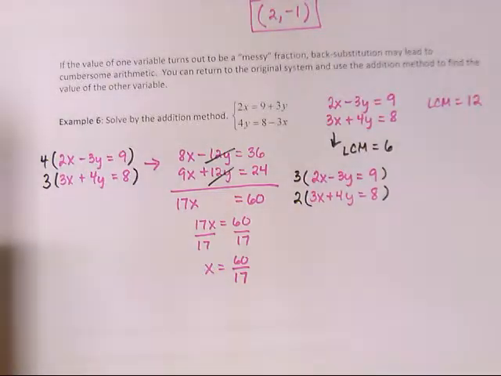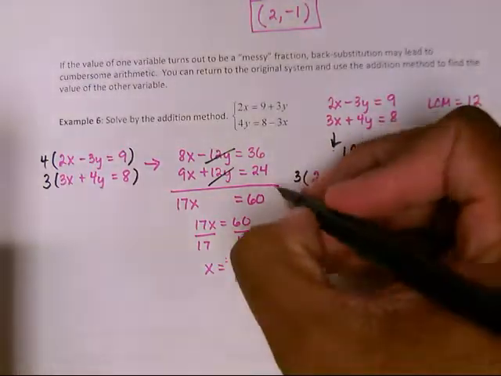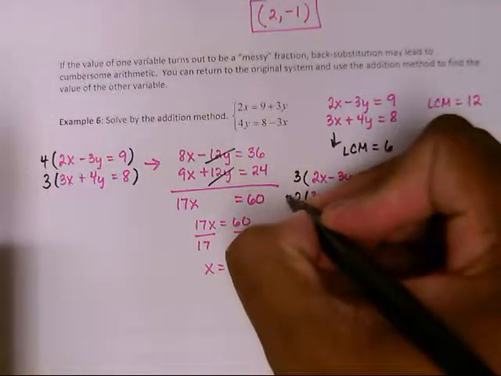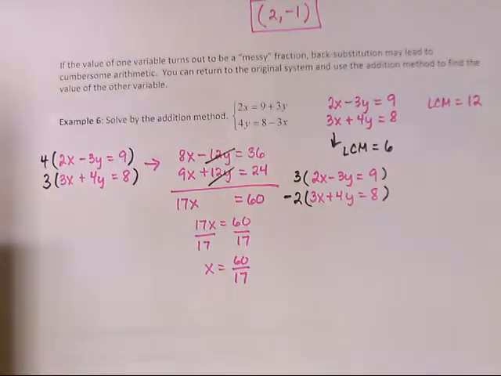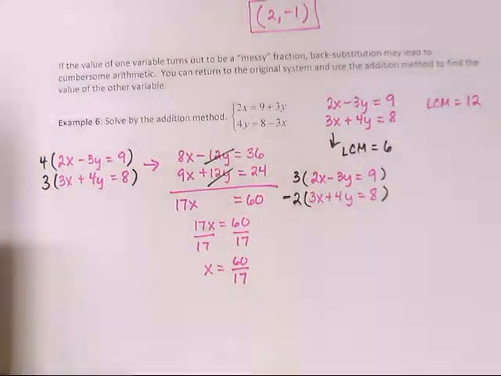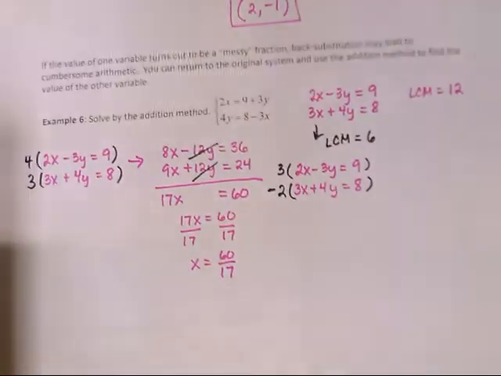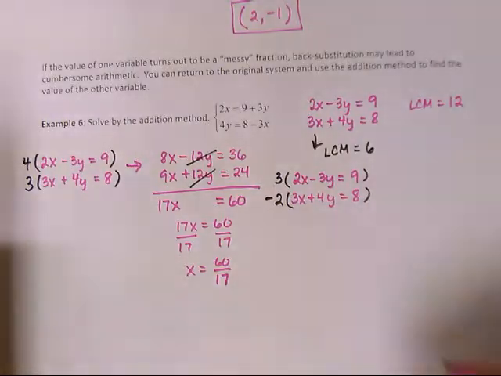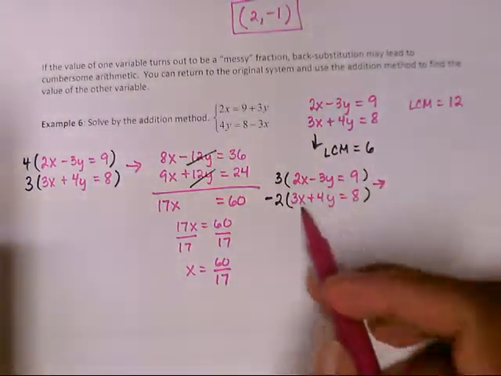One of them has to be negative, the other one has to be positive in order for me to eliminate the x's. So what I'm going to do here, I'm going to make that 2 a negative 2. And it really doesn't matter which one you make negative. I could have made the 3 negative, because you want to make one of them negative so that you can eliminate the x's in this case.